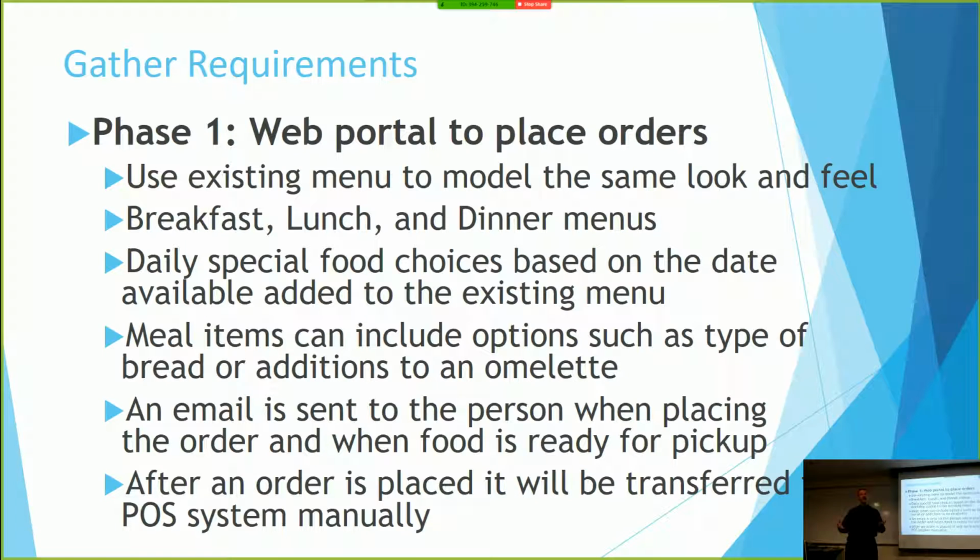And then they wanted an email to go to the person to give them a status as to what's happening with their order: their order's been placed, and later on, their order's ready for pickup. In some cases, somebody else might be placing an order for another person, like a secretary placing an order for their boss. The email would go to the secretary and their boss so that they knew that somebody had placed an order for them. And then, of course, after that, for the first phase, the order is transferred to the point of sale system manually.